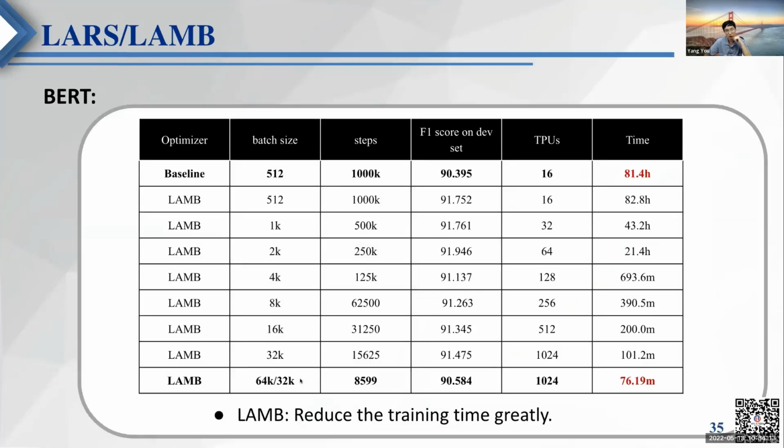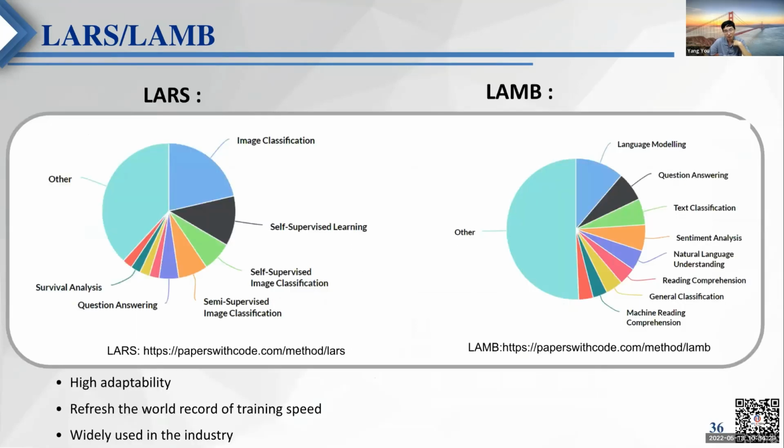And also for LARS and LAMB, we can reduce the BERT training time from 3 days to 76 minutes, because we can reduce the number of iterations from 1 million to roughly 8,000. Okay, so I feel like you can check Papers with Code on the application of LARS and LAMB. According to Papers with Code, LARS and LAMB are the only large-batch training algorithms. I feel like you can check.